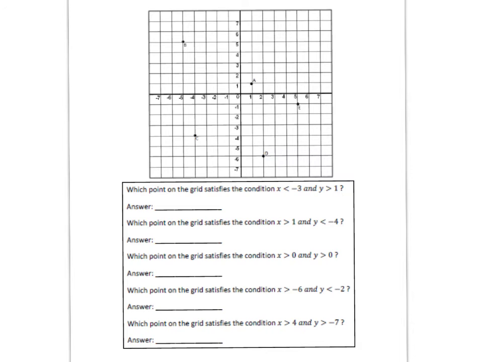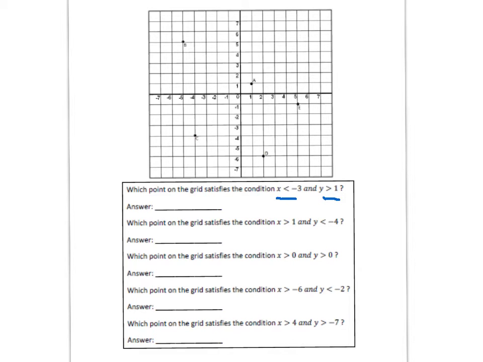We're going to be able to identify the points on the grid with the clues down below. So first, let's read the clues, and then we'll find the point that matches it. Which point on the grid satisfies the condition x is less than -3 and y is greater than 1?